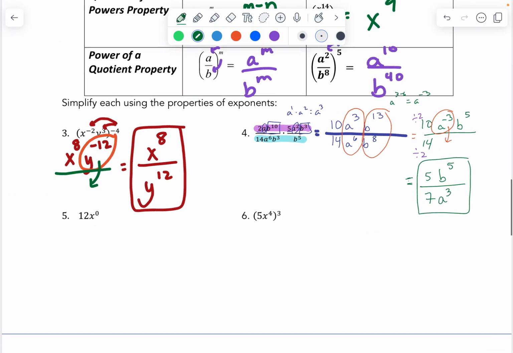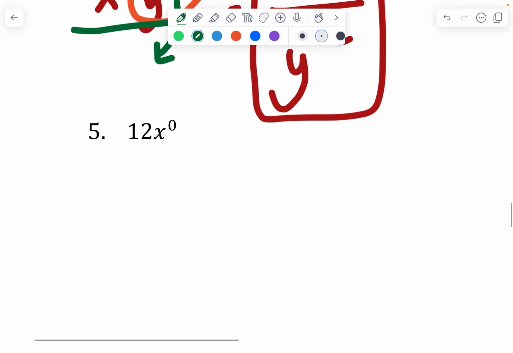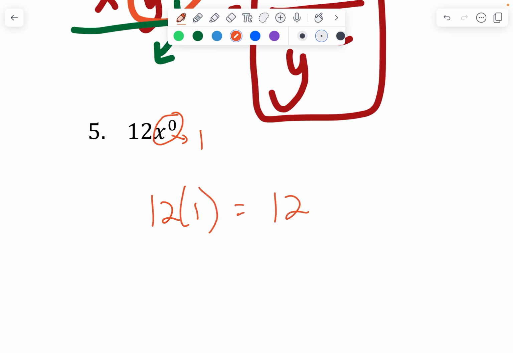Okay. Number 5 is a lot like the one in the box. That 0 is only attached to the x, so that's 1. So this is 12 times 1, which is just 12.